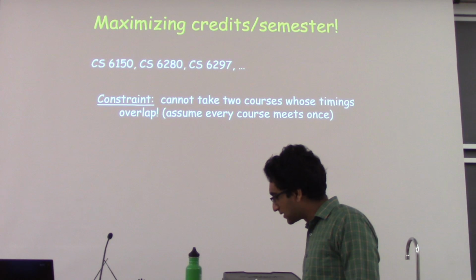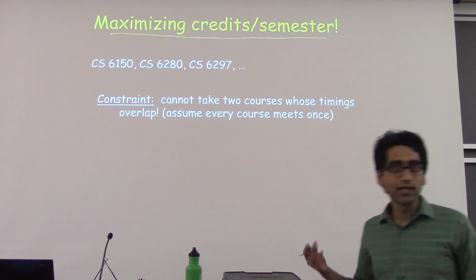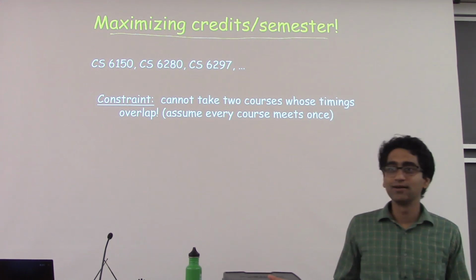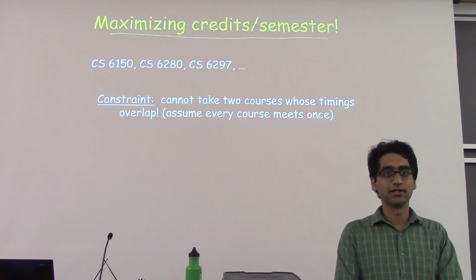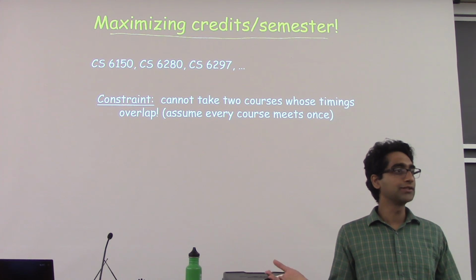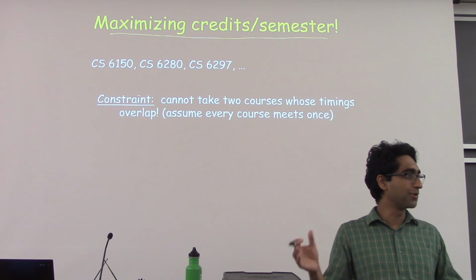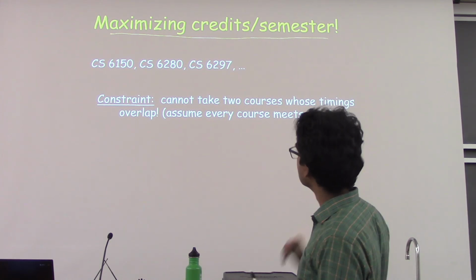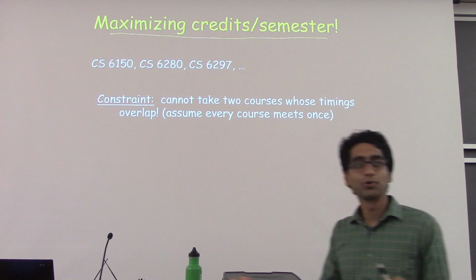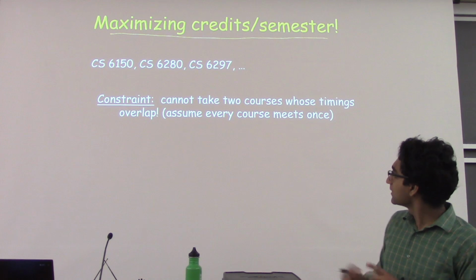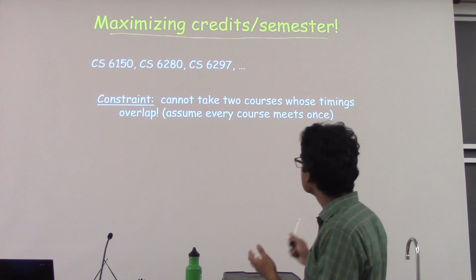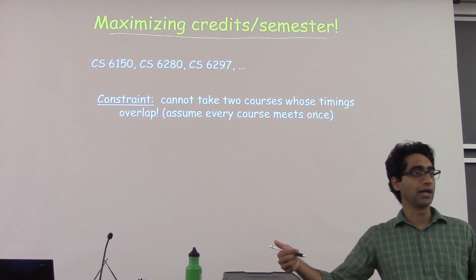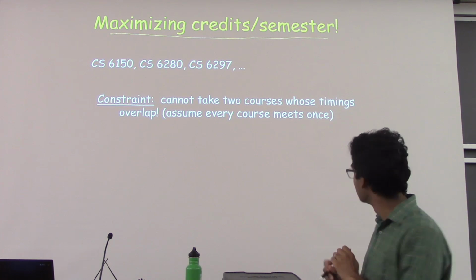So the problem here is a simple one. This is one that many of you face. You have one semester. You want to take as many credits as possible. Let's say you're awesome, you can ace every course, and you don't care about the number of courses. You have a bunch of courses, and you want to take as many of them as you can. The only constraint is you can't take courses whose timings overlap. So you're awesome, but you can't be in two classes at the same time. That's the only restriction.